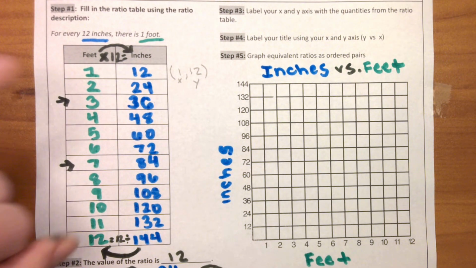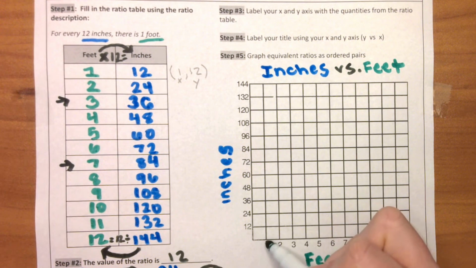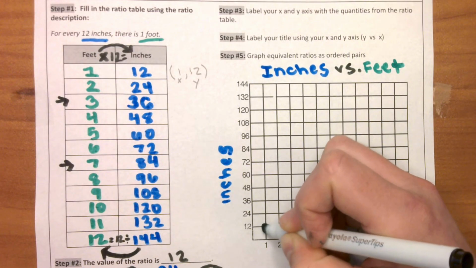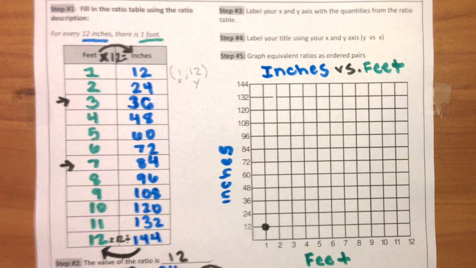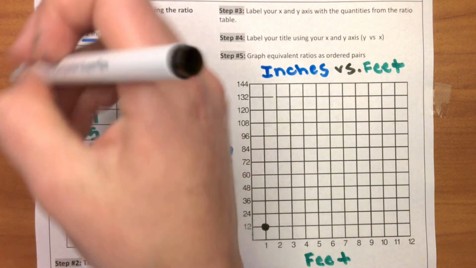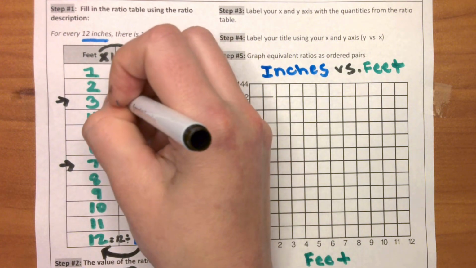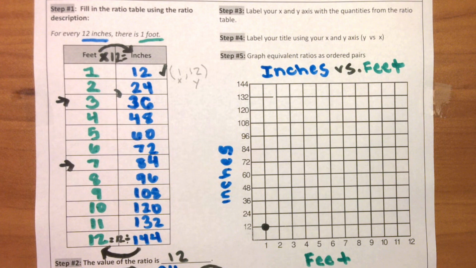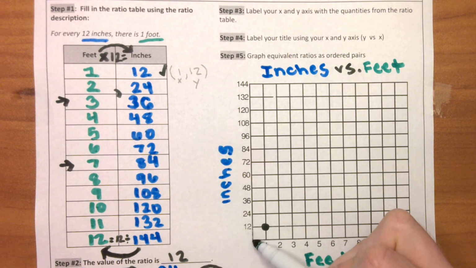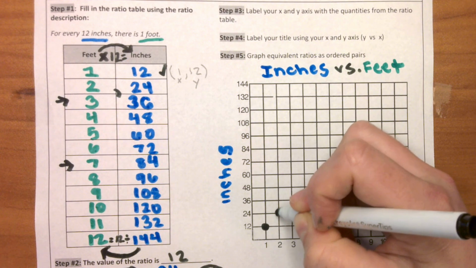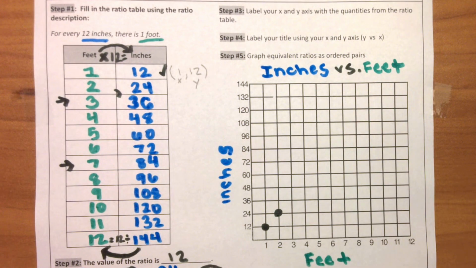So I'm going to go to our feet, which we have 1, and then I'm going to go up to our inches, which we have 12, and I'm just going to put a dot right at that intersection. So we did our first one. Our second one is 2. You could even put a comma here if that's easier. 24. So I'm going to go over to 2 and then up to 24 and put a dot.